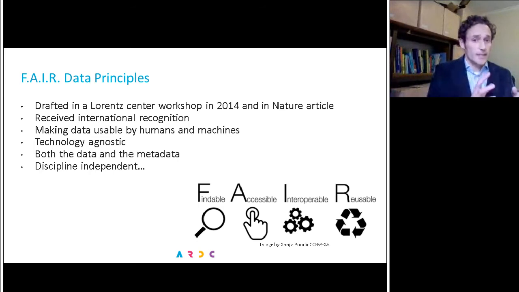It addresses not only the data set and what you need to do with the data set, but also an overlying set of metadata that describes the data set, which provides more context around the data. And the FAIR data principles are discipline independent, so they can be applied for all disciplines.